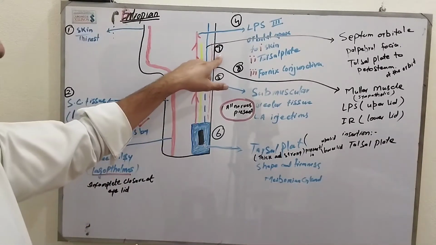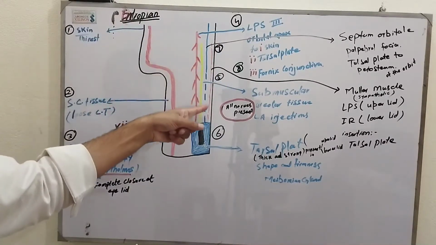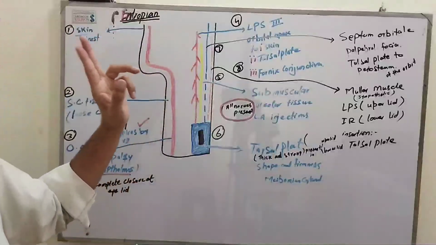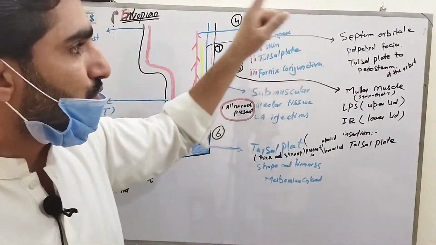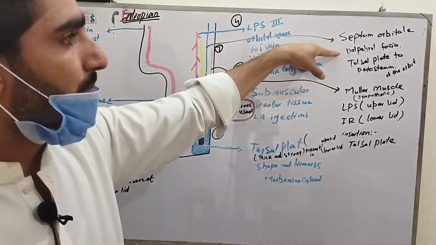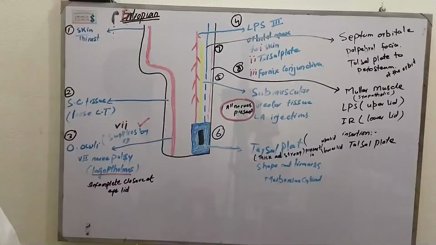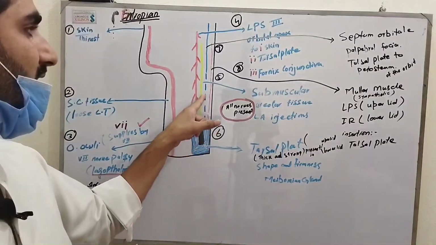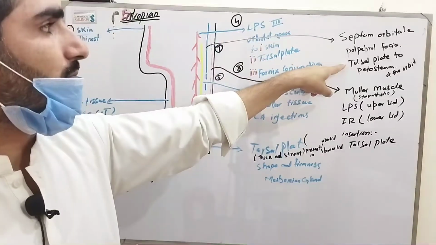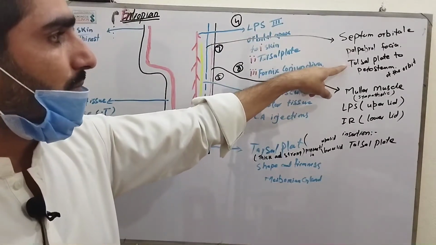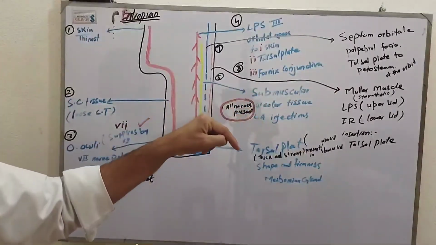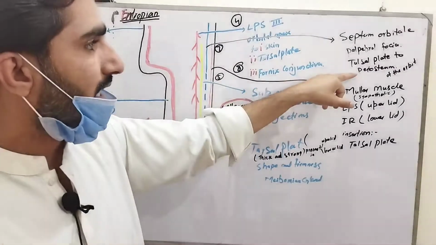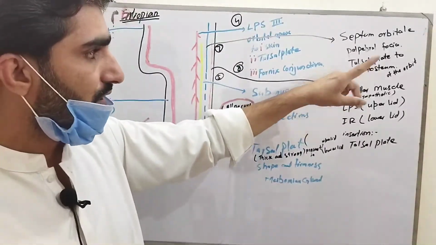Our seventh structure in the eyelid, this long structure, is the septum orbitale. You can also call it the palpebral fascia. Here you can see it originates from the tarsal plate and inserts into the periosteum of the orbit.